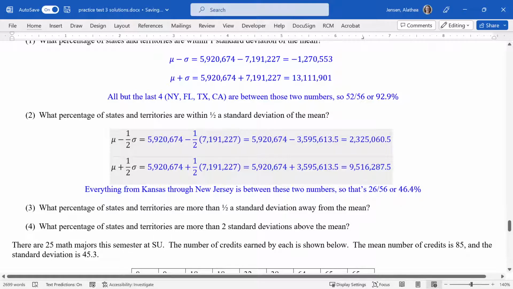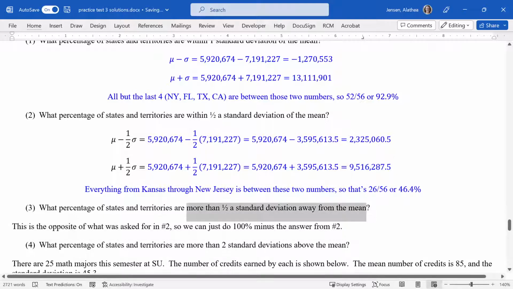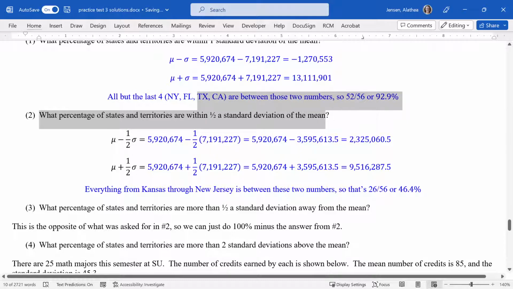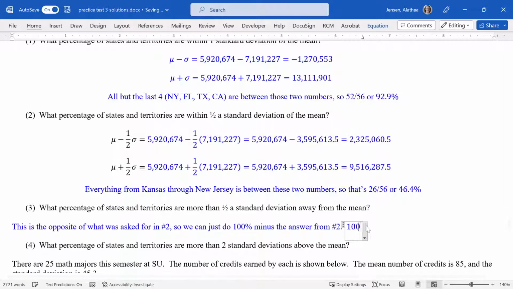Next question, what percentage of states and territories are more than half a standard deviation away from the mean? So here what you have to do is recognize that this is the opposite of what was asked for in number 2. So we can just do 100% minus the answer from number 2. More than half a standard deviation away is the opposite of within half a standard deviation. All right, so I'm just going to do 100% minus 46.4%, and that should be 53.6%.